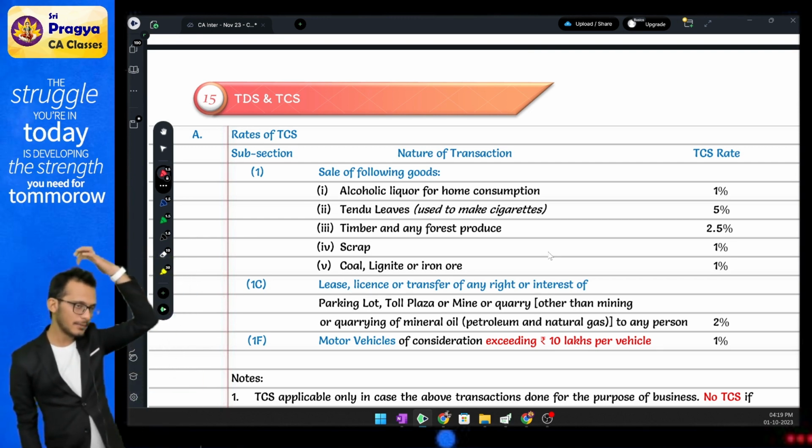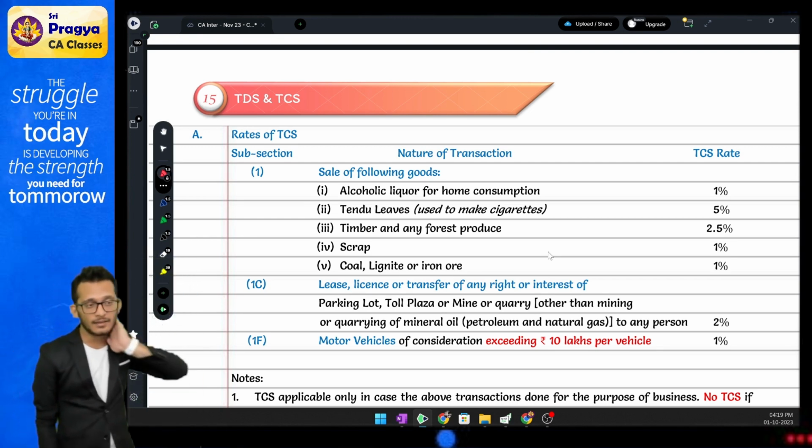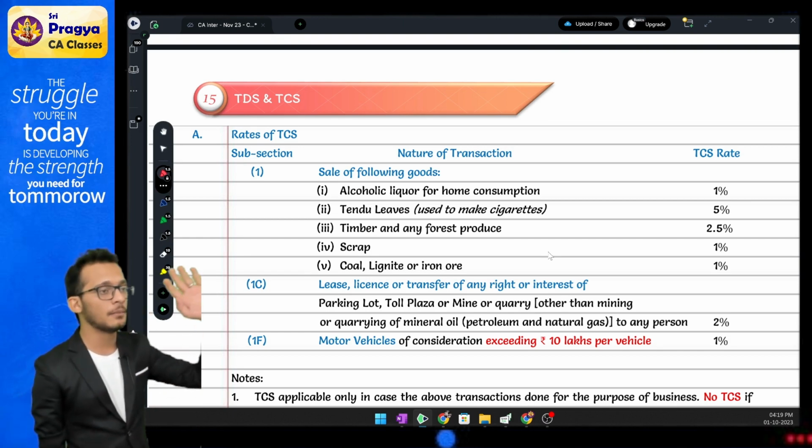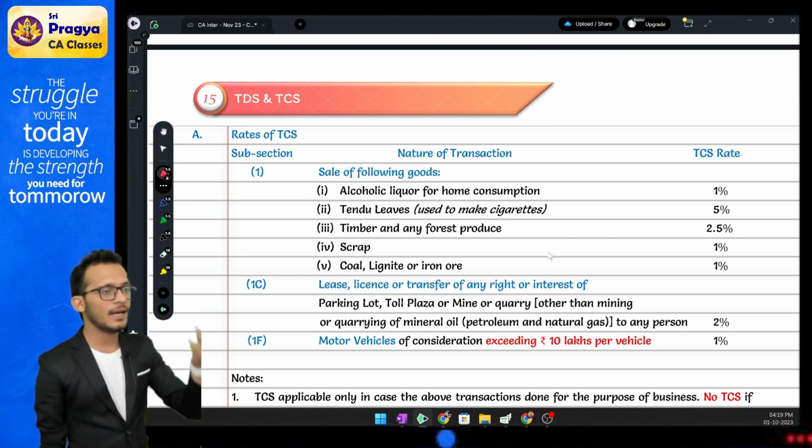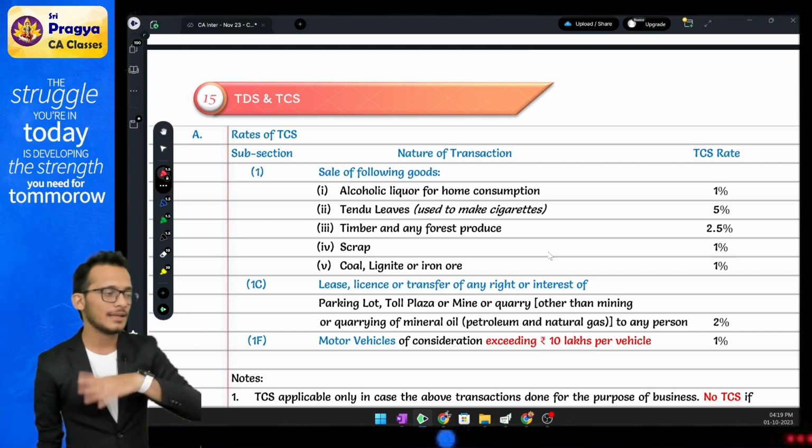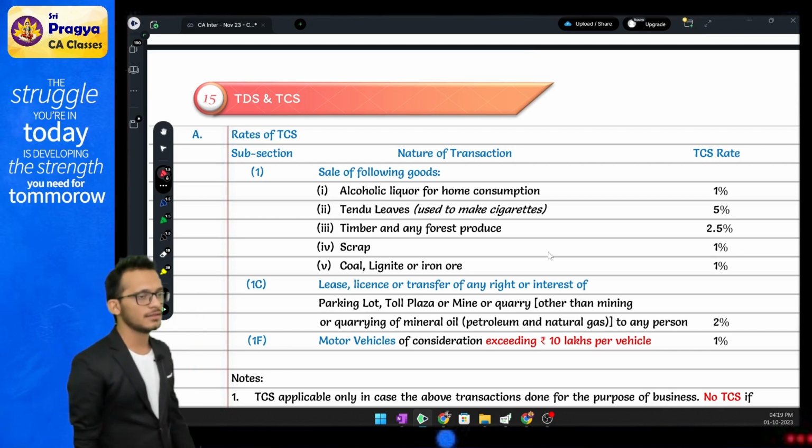These provisions are basically saying that per vehicle should go more than 10 lakhs. This provision will not apply in case the sale is happening from manufacturer to dealer. It will only apply in case it happens from dealer to customer. Dealer to customer. This is what the simple provisions are.